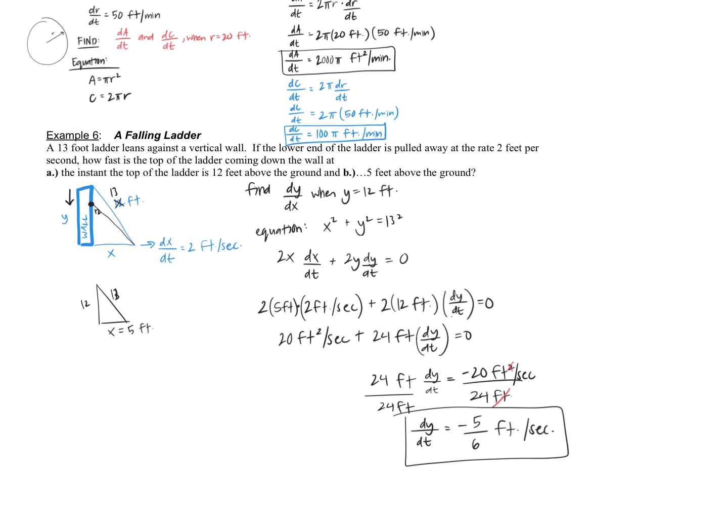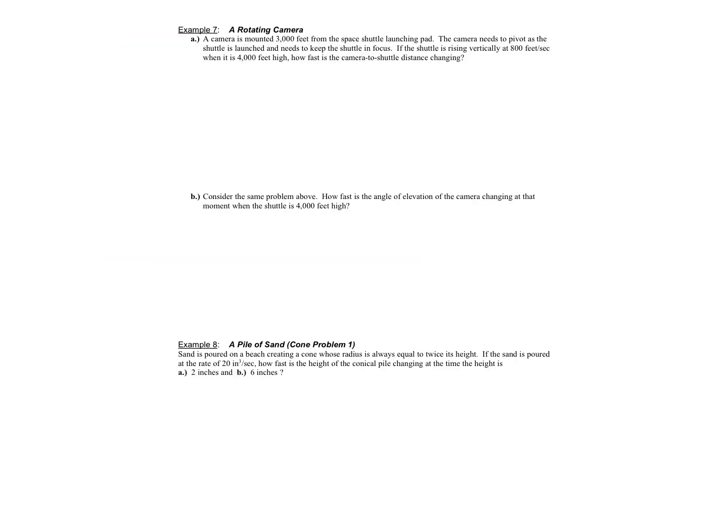Okay, so what does this mean in terms of the problem? If I go back up here, the original question was asking us how fast is the top of the ladder coming down the wall when it is at 12 feet above the ground. So it is going down at a rate, it is decreasing, right, at a rate of 5/6 feet per second. So it's getting closer to the ground at a rate of 5/6 feet per second. Okay, if I did letter B, it'd basically be the same thing, so I'm going to just cross that one out, and we're going to move on to the next problem.